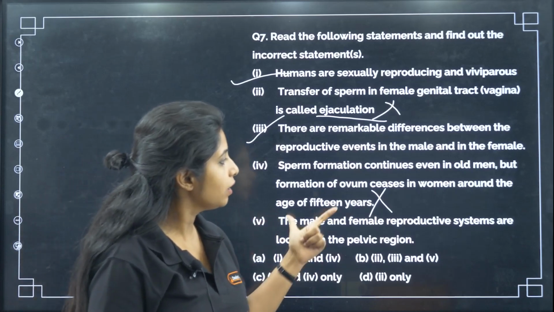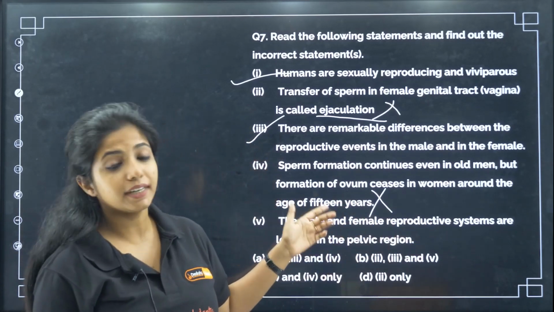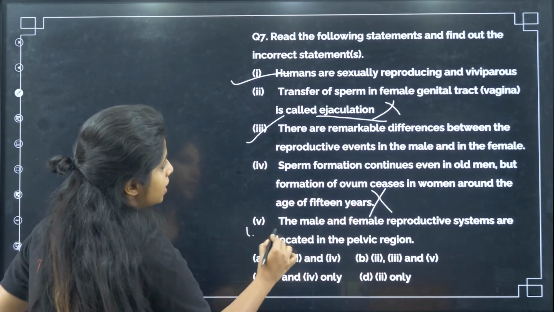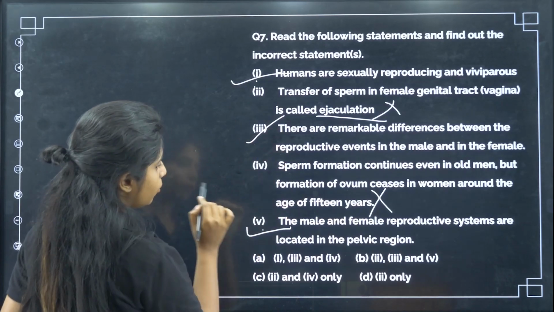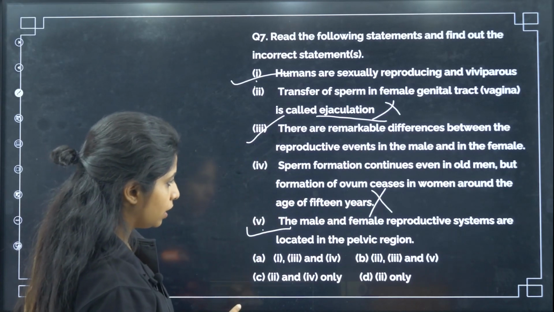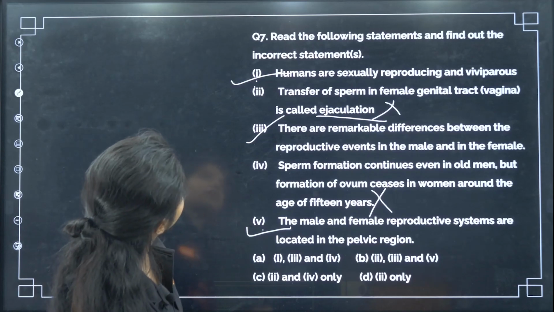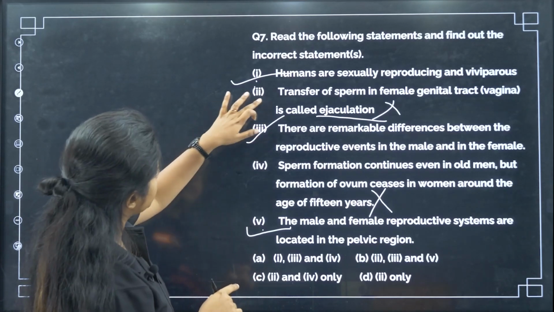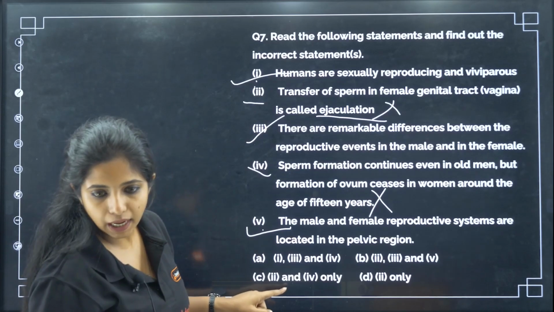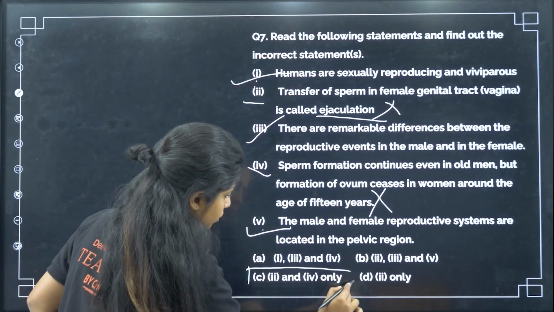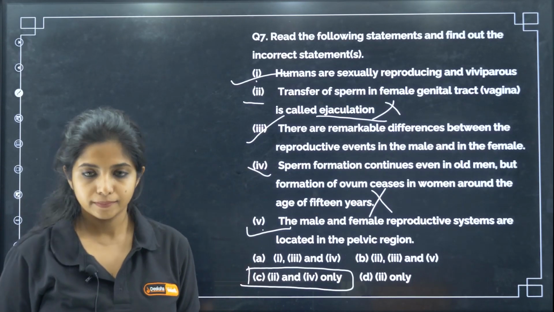Now, the male and the female reproductive systems are located in the pelvic region. Agree, ma'am? So, can I say 1, 3 and 5 are correct? 1, 3 and 5 are correct. What do I have to find out? Incorrect statement. So, incorrect statements are 2 and 4. So, this would be your answer for the incorrect options.